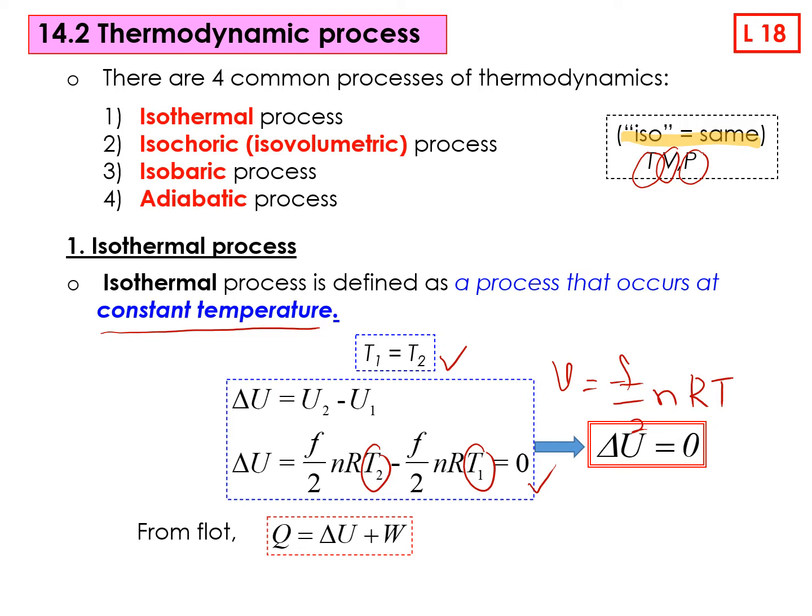From the first law of thermodynamics, Q is equal to delta U plus work done. Since delta U is equal to 0, we get Q equal to W. The heat will be equal to the work done.